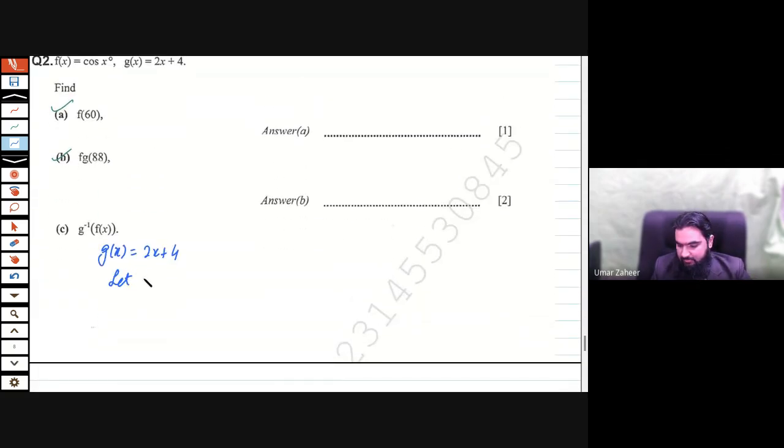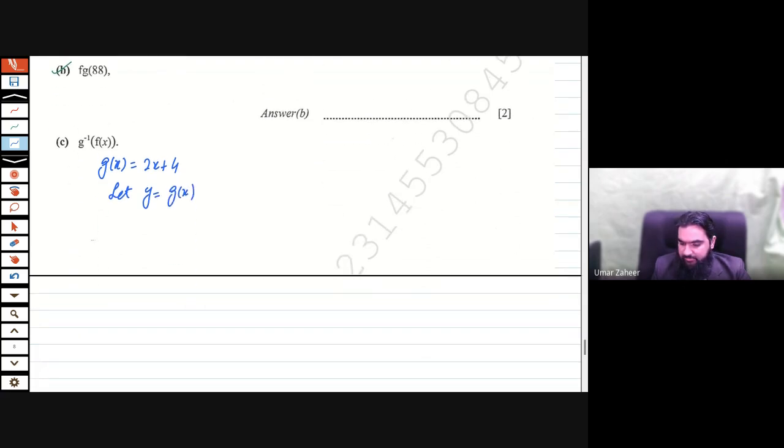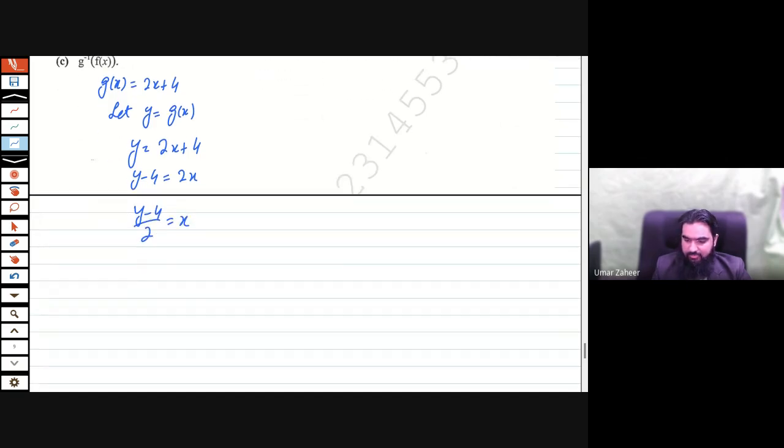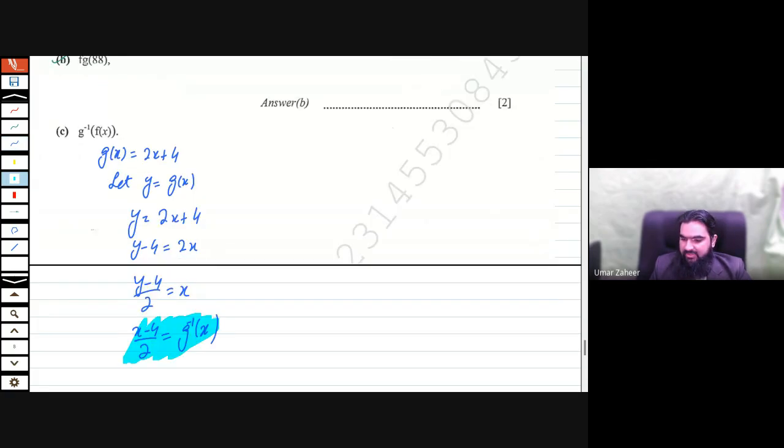Let y is equal to g of x. So we will get y is equal to 2x plus 4. Now make x the subject. y minus 4 is equal to 2x. y minus 4 divided by 2 is equal to x. Now replace y with x and x with the inverse function, and it is g inverse of x.